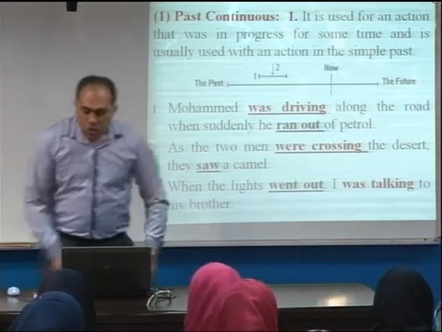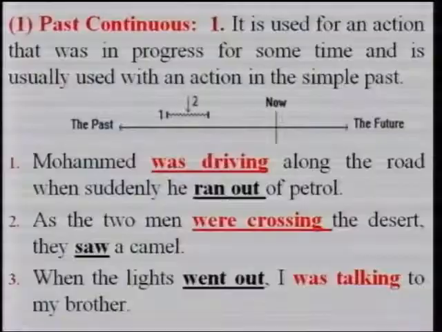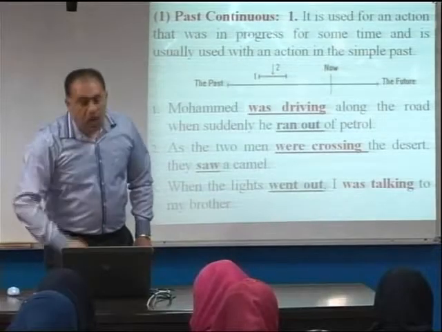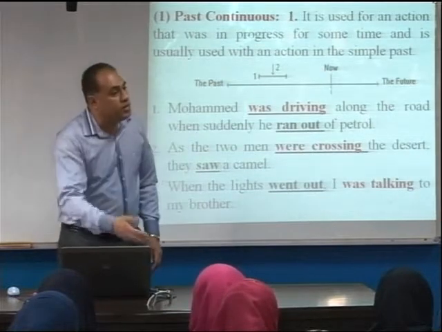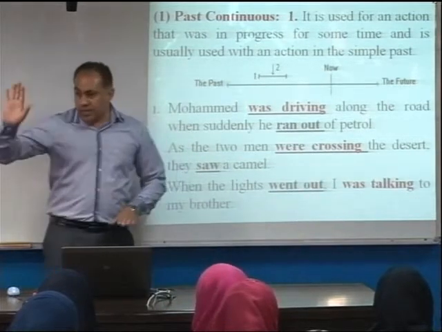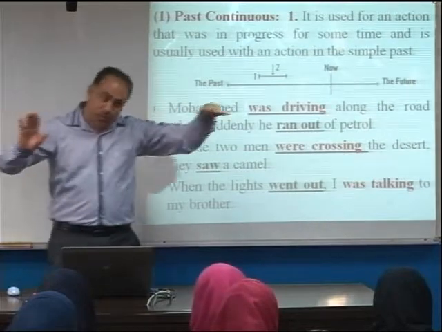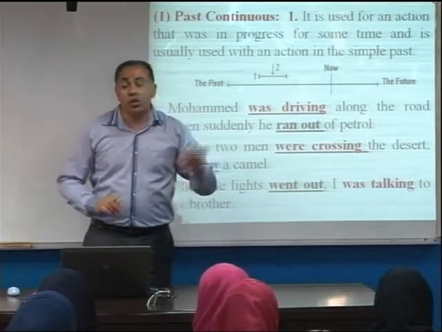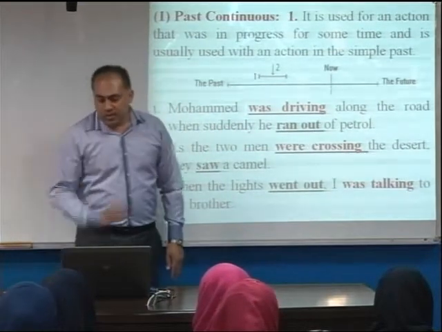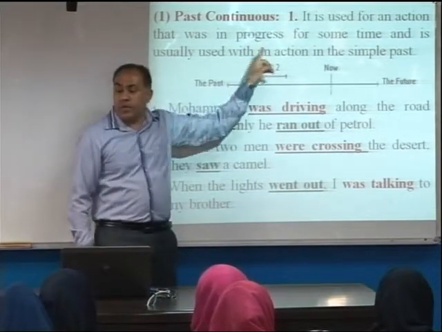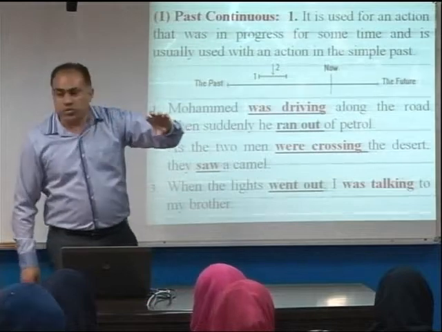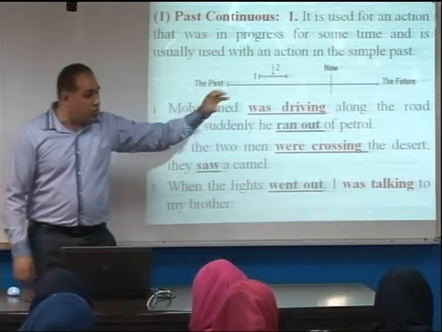A third one: when the lights went out, because they happened once. When the lights went out, I was talking to a friend or to my brother. So again, we have a past simple tense, and then there was something that was going on at the time of that event. This is use number 1, that is to say, an action that was going on for some time.